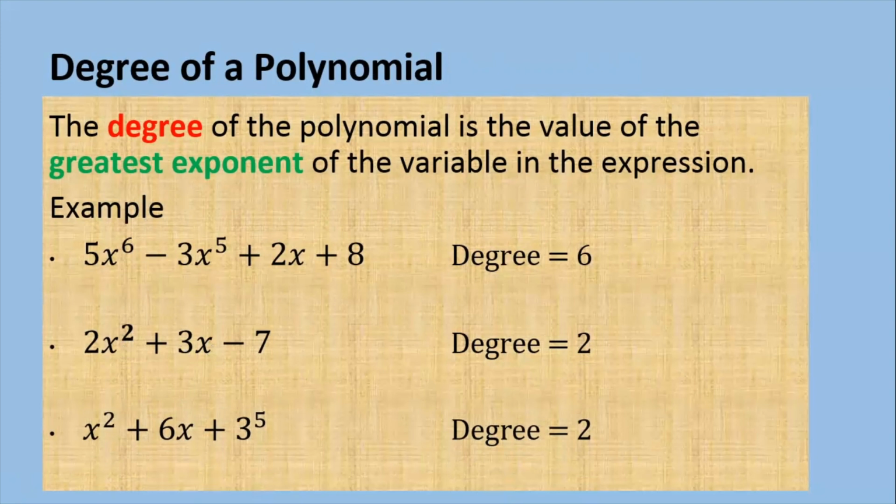You've got x power 2 plus 6x plus 3 power 5. If we look only at the powers, well, 5 is greater than 2, okay? But is the 5 with a variable? No, okay? So the degree of the polynomial is 2. Why? Because the value of the greatest power here is 2 and not 5. Be careful.